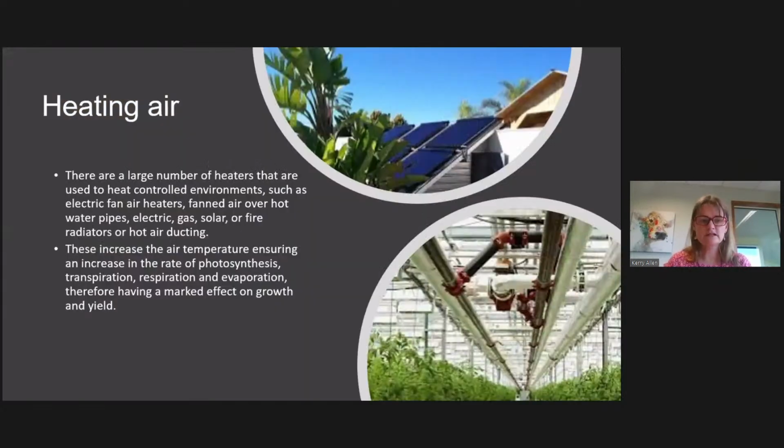We also want to be able to heat the air. So here we can do solar heating. We can do gas, hot air ducting, putting a fan in if we want to cool it down. But once again, you're trying to give an optimum air temperature so that you increase the rate of respiration, transpiration, photosynthesis, and evaporation to improve both your growth and your yield.